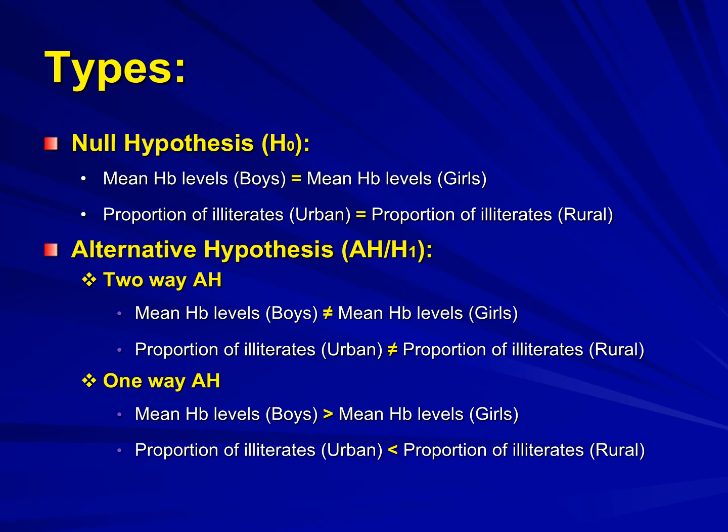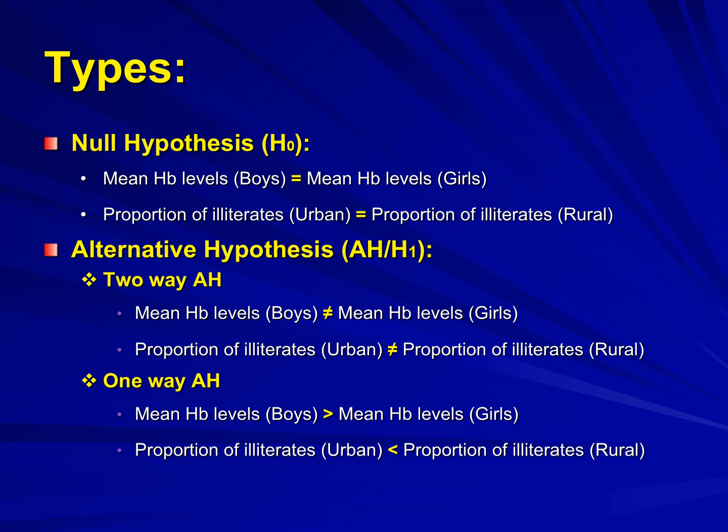And third concept I have told you about the one-way alternative hypothesis, in which mean hemoglobin levels of the boys are greater than the mean hemoglobin levels of the girls. So this particular statement has some direction, so this is called a one-way alternative hypothesis. Now these two, that means two-way alternative hypothesis and one-way alternative hypothesis, are part of the alternative hypothesis.